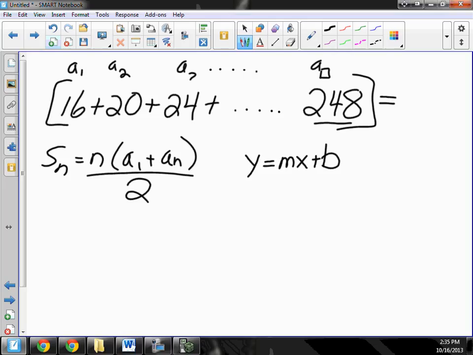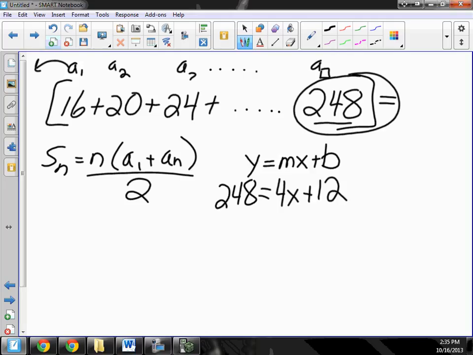Okay. Do I know m? What is it? What's my increase? 4x. Do I know b? It's not 16. It's 12. Because this is a sub 1 and b is always a sub 0. So this is plus 12. Do I know the y value? Well, I want to know when y is 248. So 248 goes here, and I solve for x. So minus 12, 236 equals 4x.